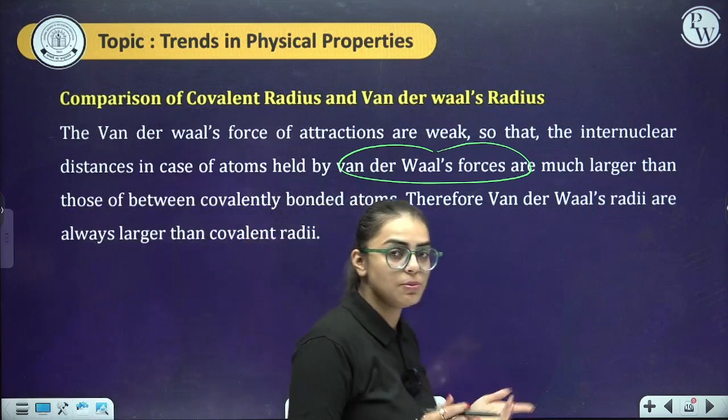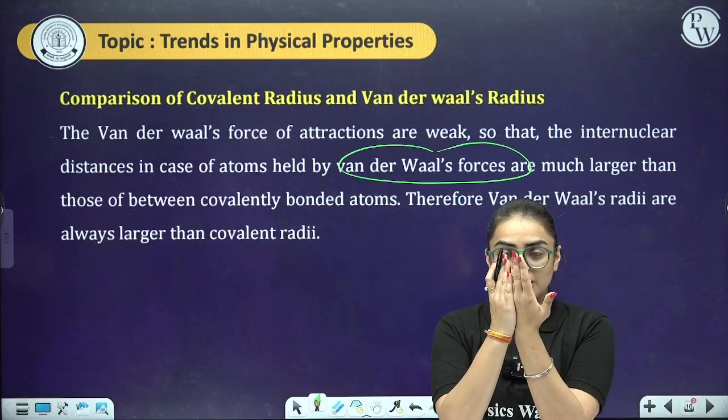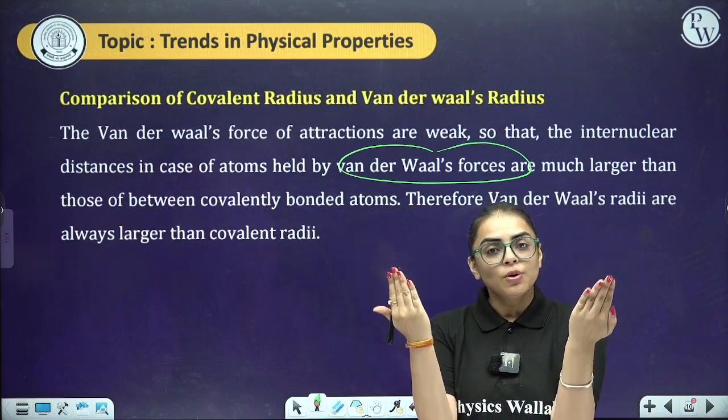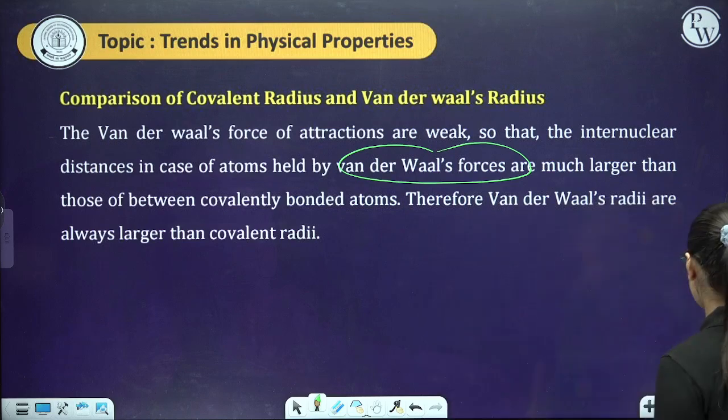Covalent radii is smaller because there is sharing. So they come closer to each other and indulge in each other. But the van der Waals radii are present at a far distance from each other. That's why it is larger in size.